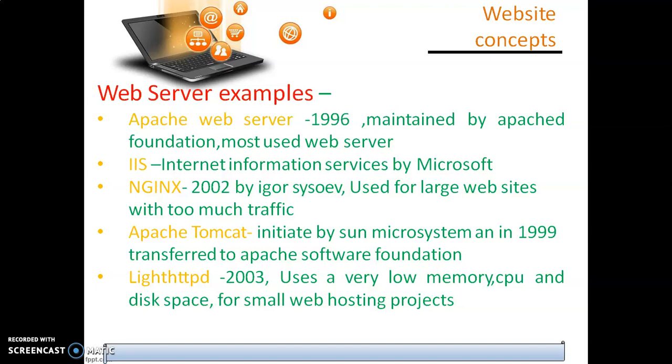Now friends, Apache web server and Apache Tomcat are two different things. Lighttpd was developed in 2003, uses very low memory, CPU and disk space, for small web hosting projects. So these are some examples of web servers. There are so many web servers existing in the world, and these are some which are widely used. The Apache web server is the widely used one, developed in 1996.